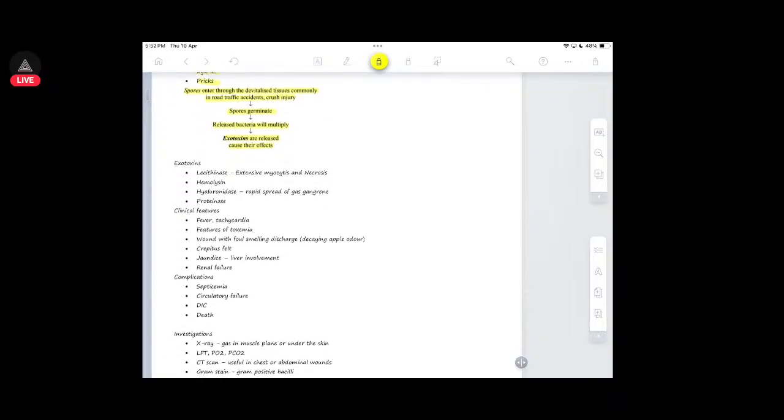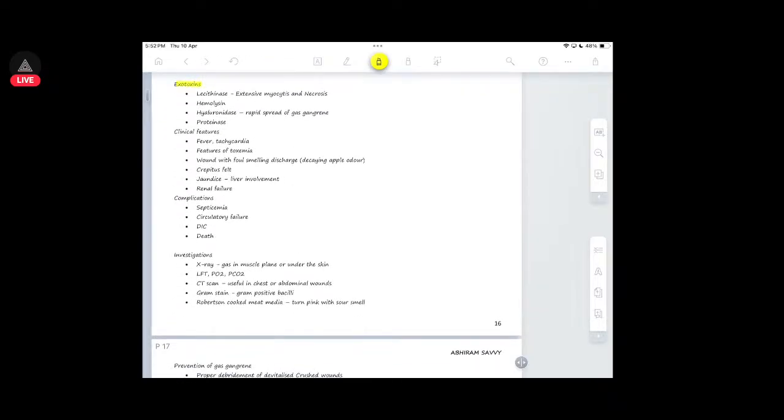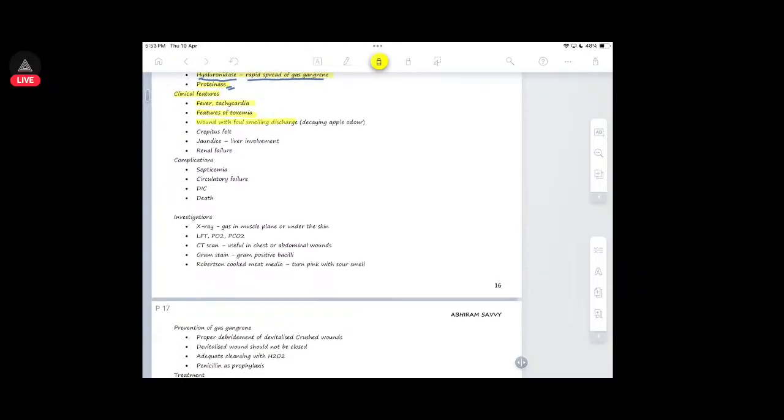Okay, then moving on, we have the exotoxins: lecithinase, which causes extensive myositis and necrosis; hemolysin, so RBCs are destroyed; hyaluronidase, which allows rapid spread; and proteinase. Then clinical features: you have signs of fever, tachycardia, features of toxemia, wound with foul-smelling discharge, decaying apple odor, crepitus will be felt, jaundice, liver involvement, and renal failure is there.